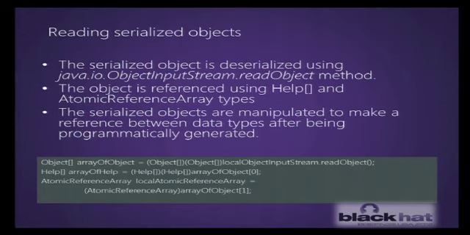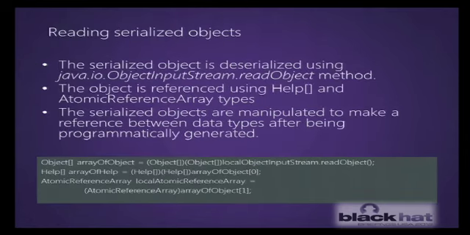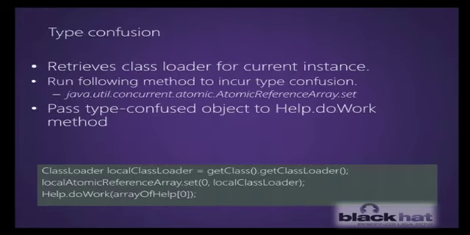You might wonder what the Help type is. The Help type is a type the attacker defined, and you can see the Help class later in the code. The AtomicReferenceArray is the type responsible for this vulnerability. The type confusion happens when they call the set method on this local AtomicReferenceArray. The local AtomicReferenceArray comes from the object itself. It calls one of the methods of the reference array, setting index 0 to the local class loader.